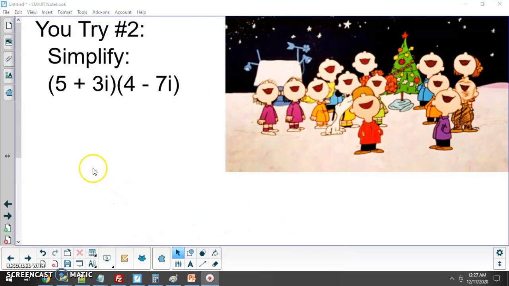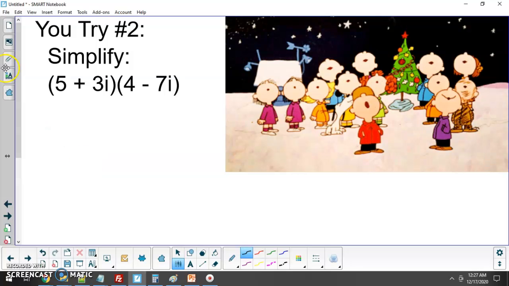Okay, on to the second try it problem here. And this is the one that I snuck into the video just to see if you were paying attention. So here you're simplifying this, or really you're finding this multiplication, okay? So when you have to multiply these two, these are called complex numbers because you have a real part and an imaginary part. You just want to do FOIL first, okay?